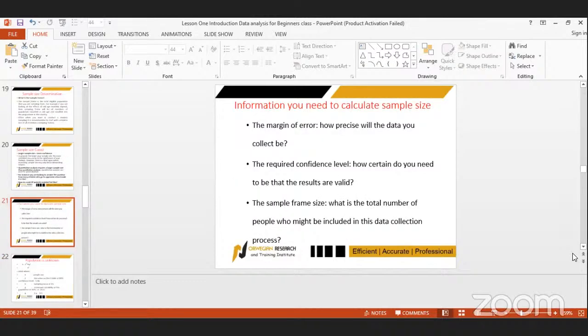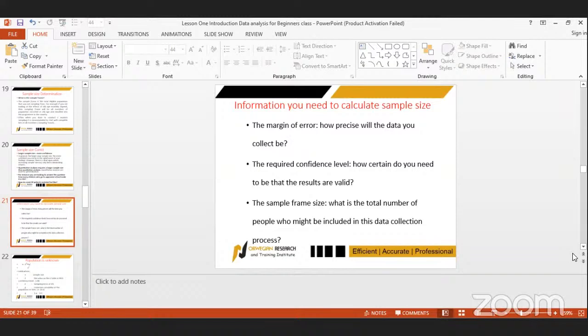Okay, information we need when we want to calculate sample size. What are the information that we need? Number one, the margin of error. This margin of error simply means how precise the data you collect will be. Normally in social sciences, we talk about a 5% margin of error. Next is the required confidence level. How certain do you need to be that the results are valid? Like in social sciences, we talk about a 95% confidence level.